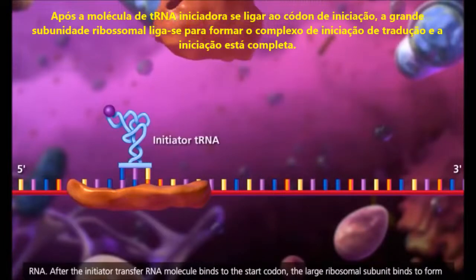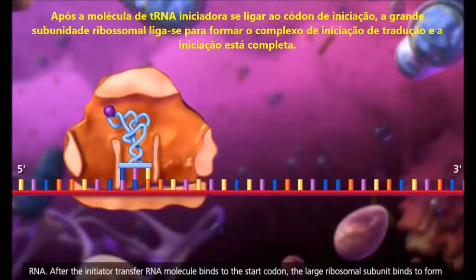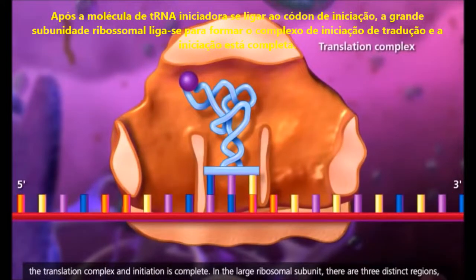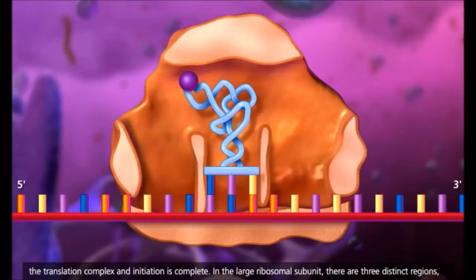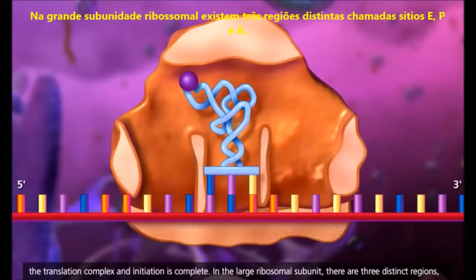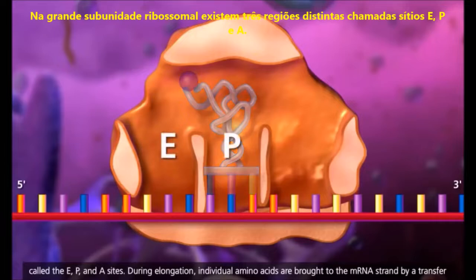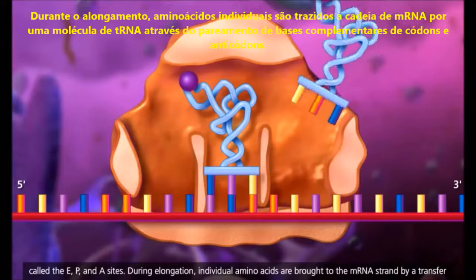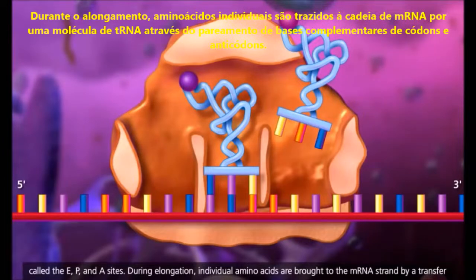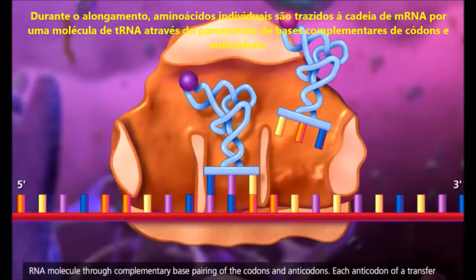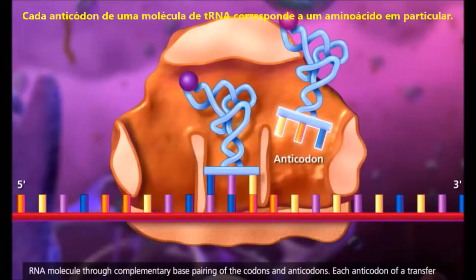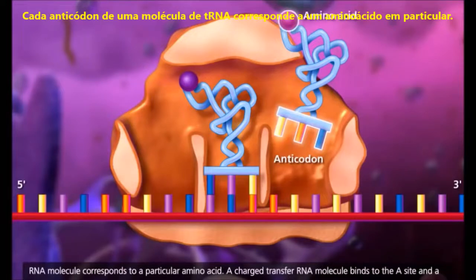After the initiator transfer RNA molecule binds to the start codon, the large ribosomal subunit binds to form the translation complex, and initiation is complete. In the large ribosomal subunit, there are 3 distinct regions called the E, P, and A sites. During elongation, individual amino acids are brought to the messenger RNA strand by a transfer RNA molecule through complementary base pairing of the codons and anticodons. Each anticodon of a transfer RNA molecule corresponds to a particular amino acid.